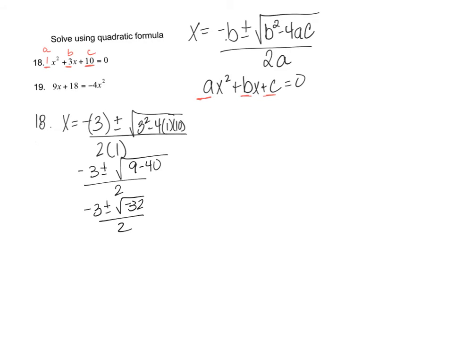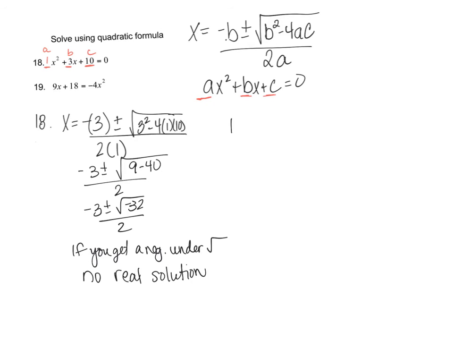Now, at this point in Algebra 1, we are going to say no real solution because we can't take the square root of a negative yet. But in Algebra 2, we learn about imaginary numbers that allow us to continue the problem. So for now, if I get a negative under the square root, it's no real solution. And that does mean that there are imaginary solutions, and you can talk about that with your Algebra 2 teacher in 2 years.